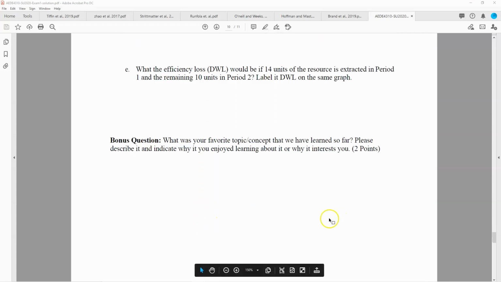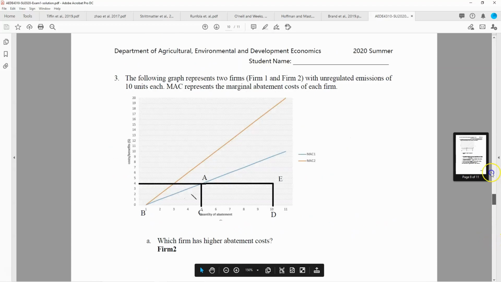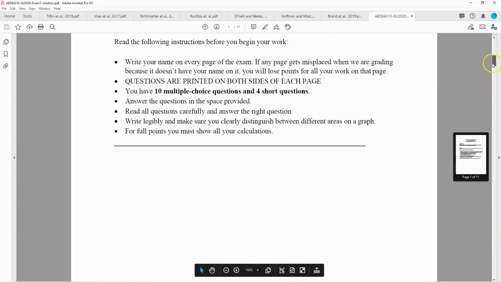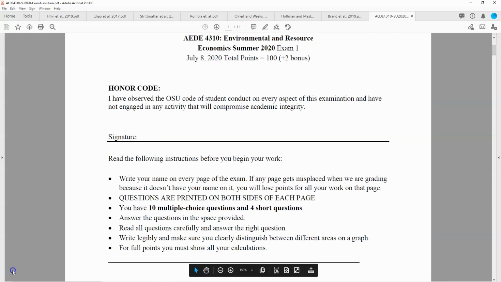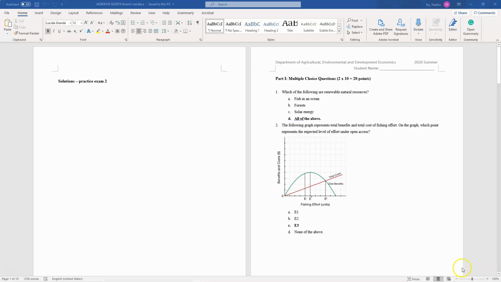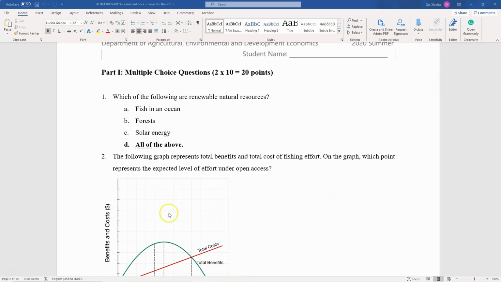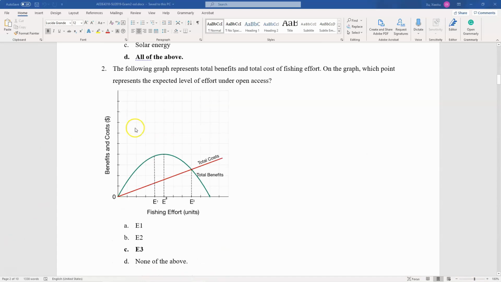And that's all for exam 1. Then I would move to the practice exam for exam 2. Then we are going to talk about the practice exam of exam 2. For question 1, A, B, C are all renewable resources. And for question 2, the following graph represents total benefits and total costs of fishing effort.